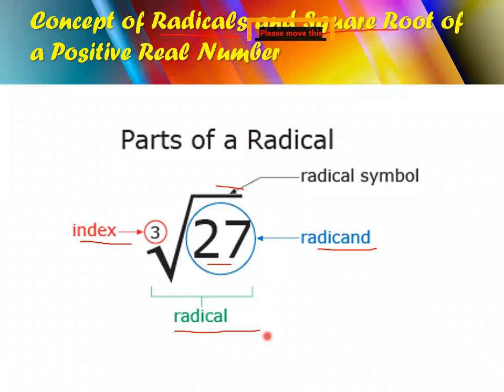Okay, I'm repeating again, what is a radical? This whole thing that is comprising of the index, the radical symbol, and the number that is written inside the radical symbol, which is called the radicand. So this expression is collectively called a radical. This is an expression, and this type of expression is basically called a radical.